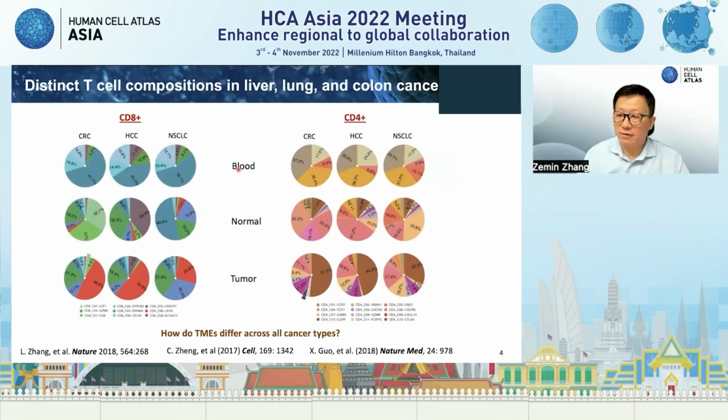Our earlier study focusing on infiltrating T cells has shown that the infiltrating T cells in colon cancer, liver cancer, lung cancer vary dramatically, even though at the blood level, the differences are actually minimal. So we think that it is important to study the extent of such differences across different cancer types.